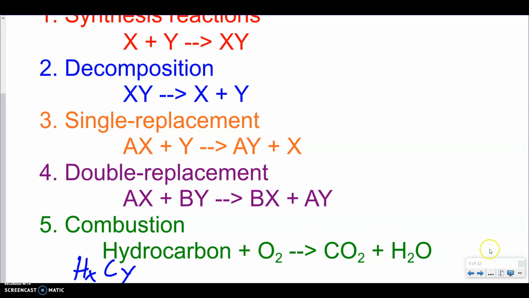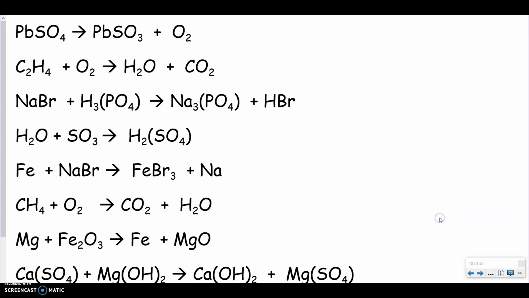Okay, so those are our 5 types. Let's work on identifying them kind of quickly here, and I apologize, Riley is talking to me in the background, so you may hear her a little bit.